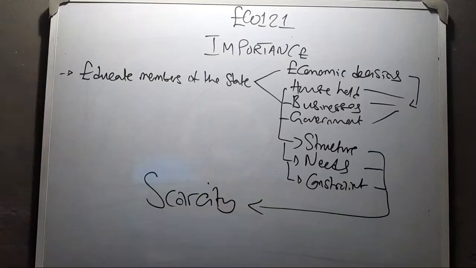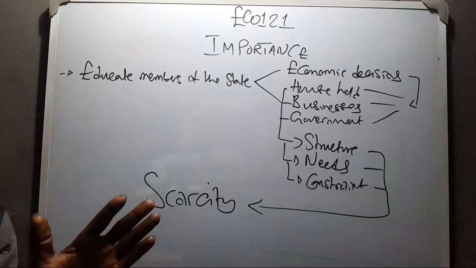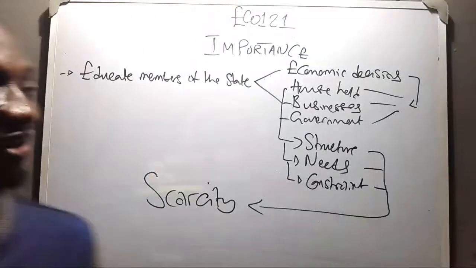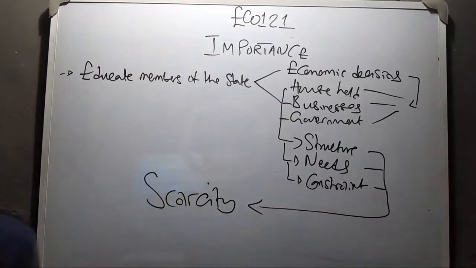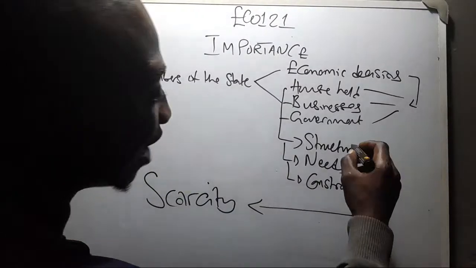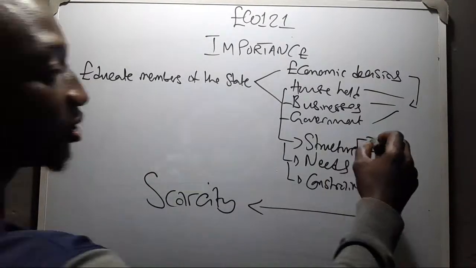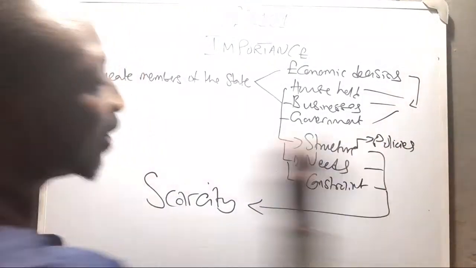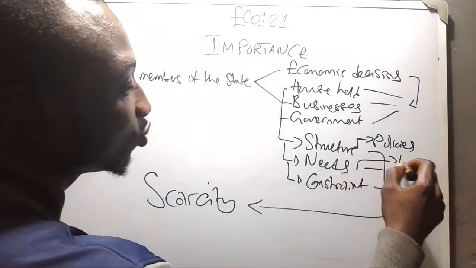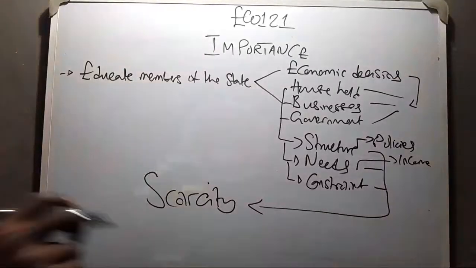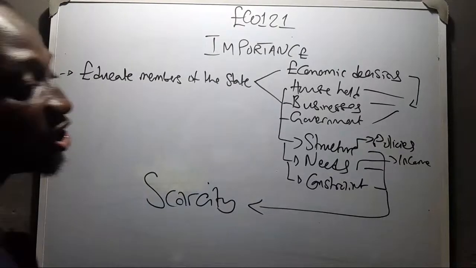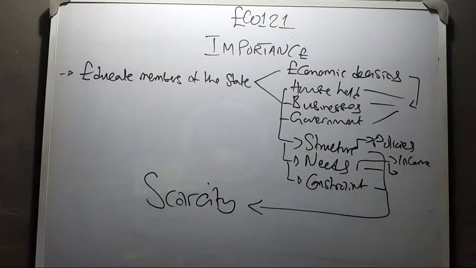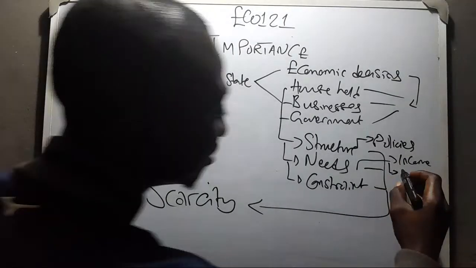Scarcity. Are we together? Everything boils down to scarcity. Now, this analysis is a very comprehensive analysis, just like what we did the other time. Importance, under this structure, has to do with the policies. This need has to do with the income of an individual, and also the purchasing power.